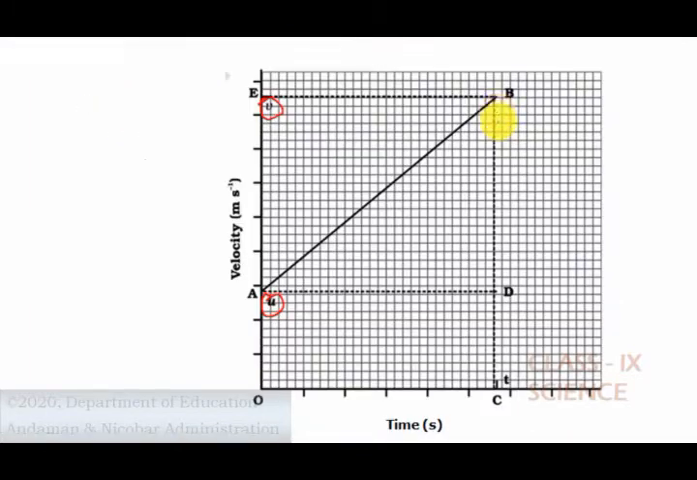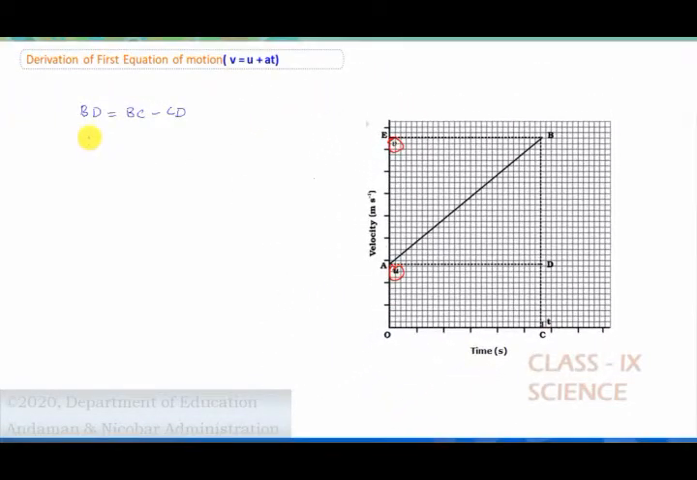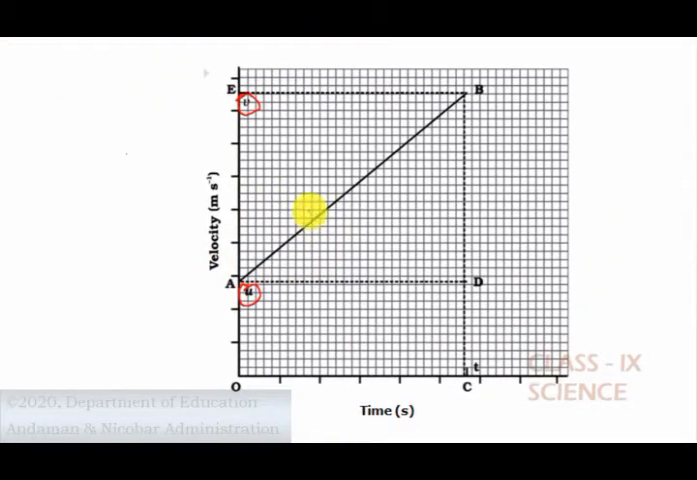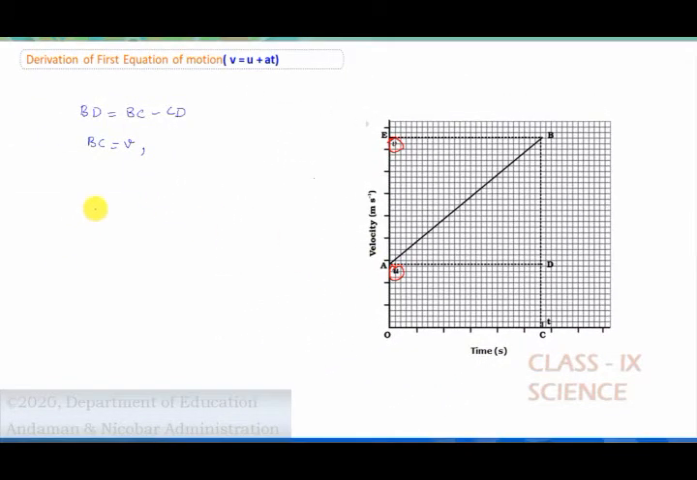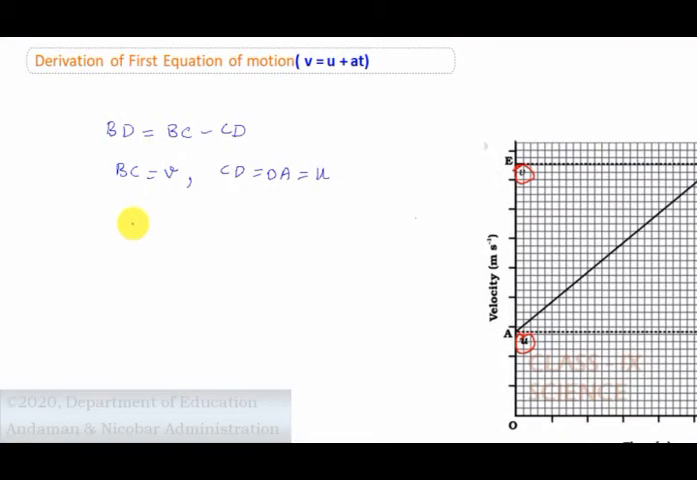From the graph we can see that BC is the final velocity and is represented by the letter v. So here we can write BC is equal to v, that is the final velocity, and CD is equal to OA, which is the initial velocity, represented by u. Substituting these values in the above equation, we can write BD is equal to BC.